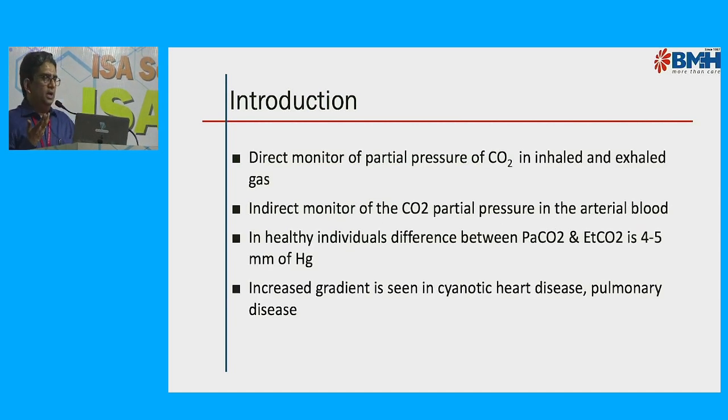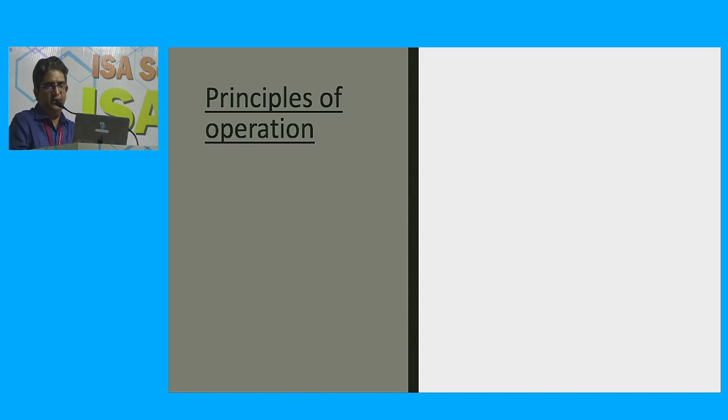So, the importance is that it gives a direct monitor of the partial pressure of carbon dioxide in the inhaled and exhaled gas, and an indirect monitor of the carbon dioxide partial pressure in the arterial blood also. We'll come to that. And in healthy individuals, the difference between arterial and tidal carbon dioxide is 4 to 5 millimeters of mercury. And when you see an increased gradient, you have many pathological conditions, commonly pulmonary diseases or cardiac abnormalities.